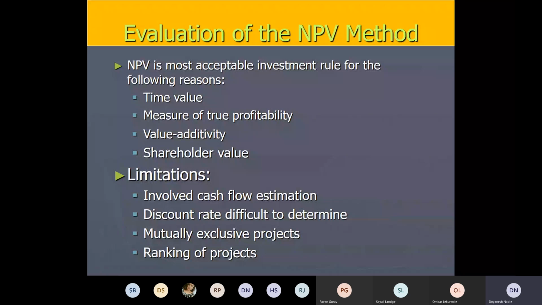Okay, so everything is converted into rupees. Therefore, the NPVs of the projects can be added. For example, NPV of A plus B together is nothing but NPV of A plus NPV of B. Okay, this is called value additivity.